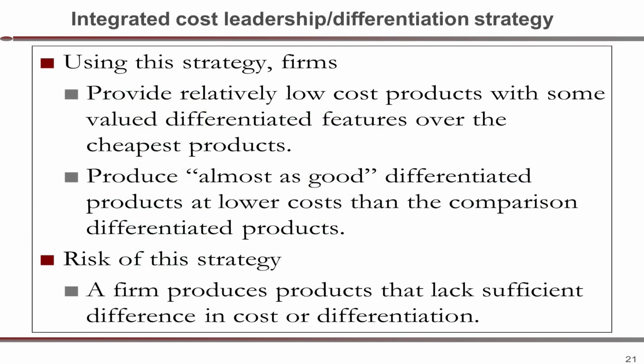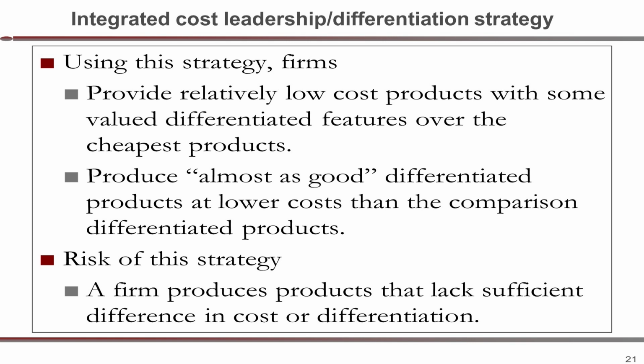So firms using this strategy are going to provide either relatively low-cost products with some differentiated features over the cheapest products. So they're moving up from the bottom. They're a little better for a little more money. Or they're going to produce almost as good differentiated products at lower costs compared to differentiated products. So they're coming down from the top. They're anchored on, you could buy a super high-end product, or you could save some money and get an almost as good product.